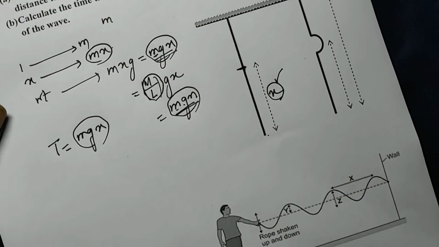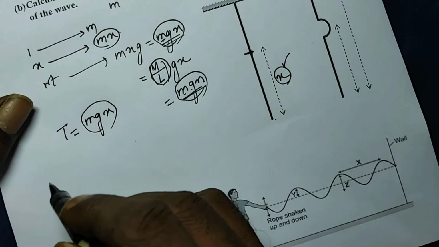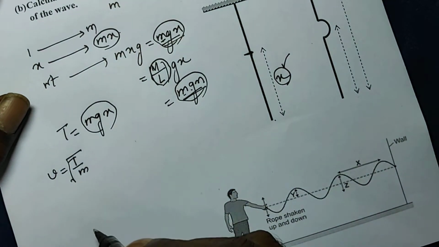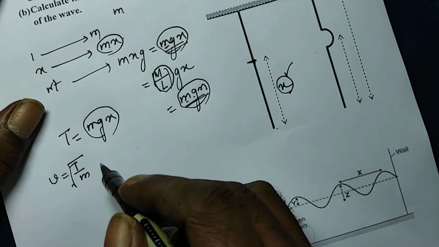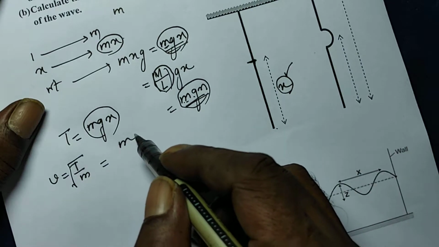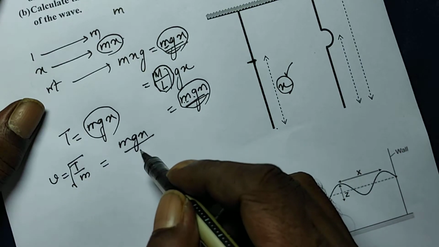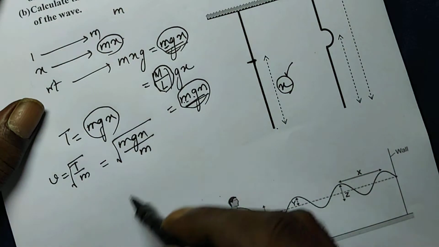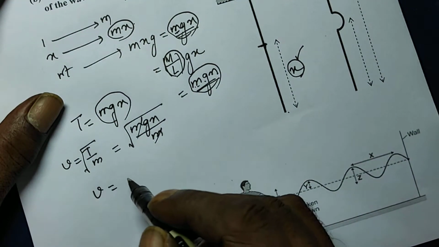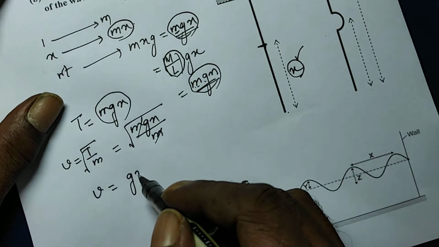Now, since we just explained how velocity is equal to square root of T over m, if I put the value of T, that is equal to mgx over m, square root of that, m cancels, so your velocity comes out to be square root of gx.